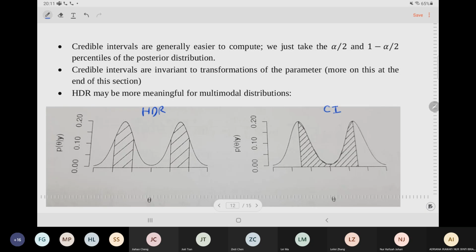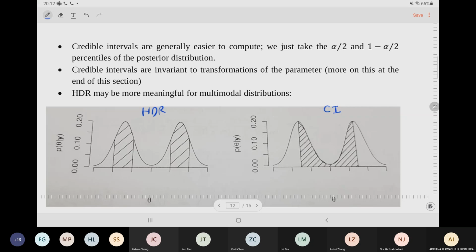Okay, so if you look at the credible interval, although the interval contains the same amount of area, it does not make sense because it's only the middle, and you leave out the very high density on the left and right. But if you look at the highest density region, you can see that we are taking the highest density on the two modes. So the HDR makes more sense, or is more meaningful, if you have a multimodal distribution.